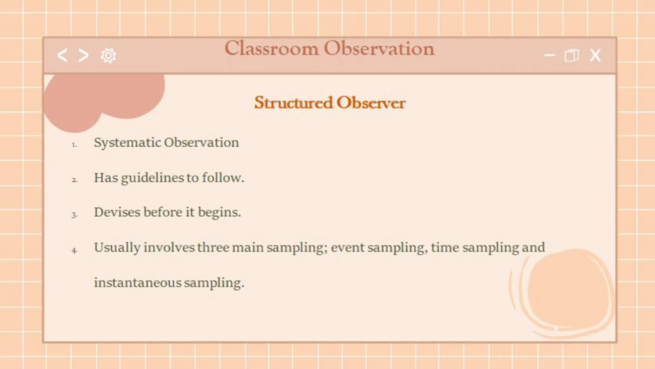Event sampling decides the types of behavior that the observer is interested in and records all the occurrences. All other behavior will be ignored. Time sampling is when the observer decides in advance that observation will take place only during specific periods, for example, 10 minutes every 1 hour or 1 hour per day, and records the occurrences of the specific behavior during that period only. For the last one, instantaneous sampling, the observer will decide in advance the pre-selected moment when the observation will take place and records what is happening at that instant only. Everything that happens before or after will be ignored.